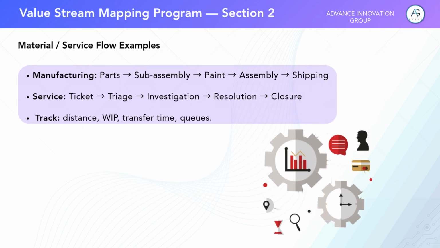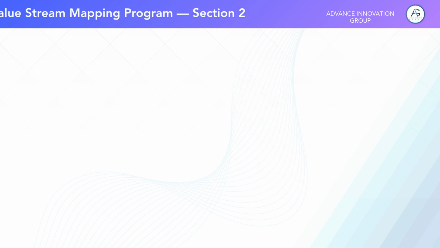Let's look at a few examples of material and service flow. In manufacturing, material flows through steps like parts, sub-assembly, paint, assembly, shipping. In service processes, the flow could be ticket triage, investigation, resolution, closure. As we map these, we also need to track distance, work in progress, transfer time, and queues, since these factors directly affect process speed and efficiency.